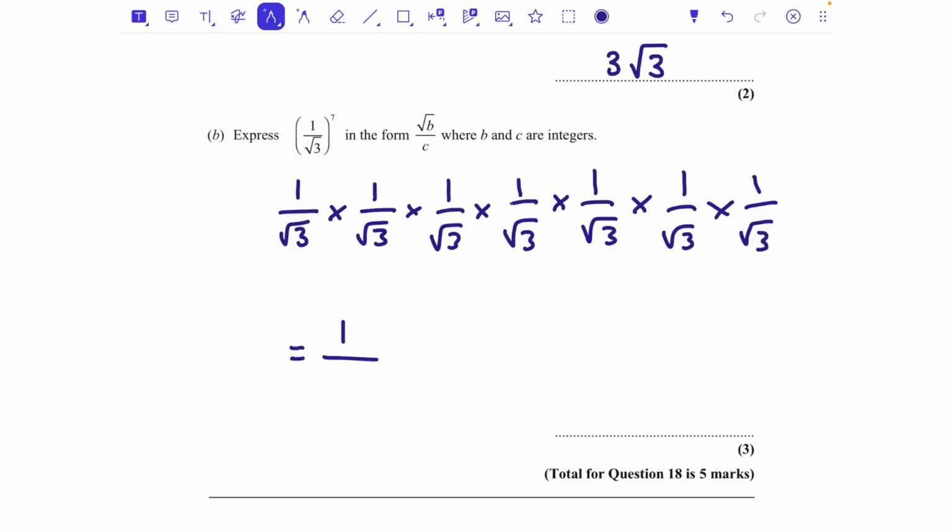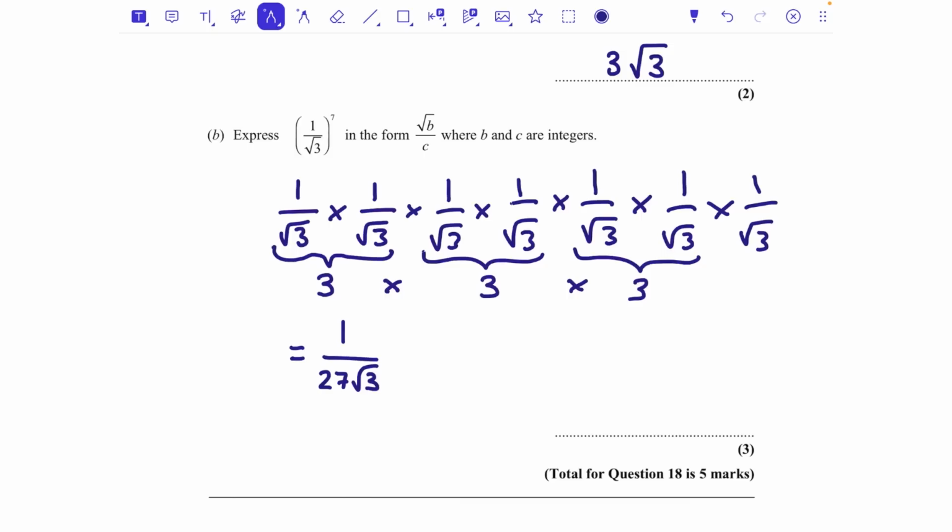Now, root 3 times root 3, we know that root 3 times root 3 is 3, because root 3 times root 3 is root 9, and the square root of 9 is 3. So those two make 3, those two make 3, and those two make 3. So I've now got 3 times 3 times 3, which is 27, but we've got this root 3 left on its own, so I'm going to write 27 root 3. Now we can't leave it like this. We can never leave a surd on the bottom of a fraction.